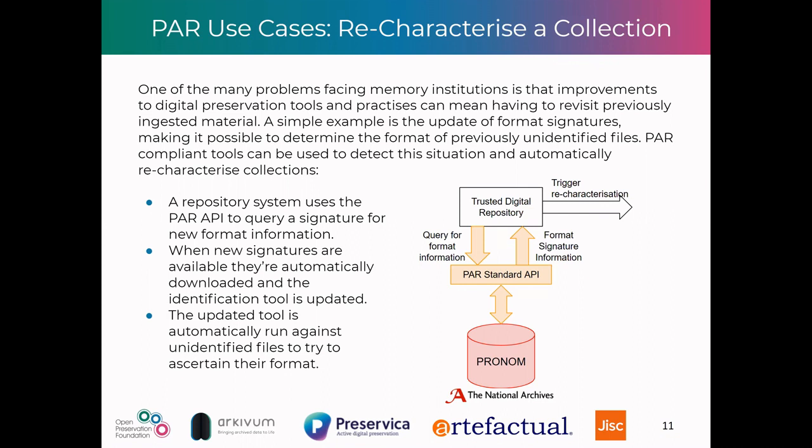the unidentified files up. And again, to make this happen, your repository would need a PAR API to be able to query the signature information. But once new signatures are available, the PAR system would be able to download them, update the identification tool, and then trigger a rerun across a particular collection.